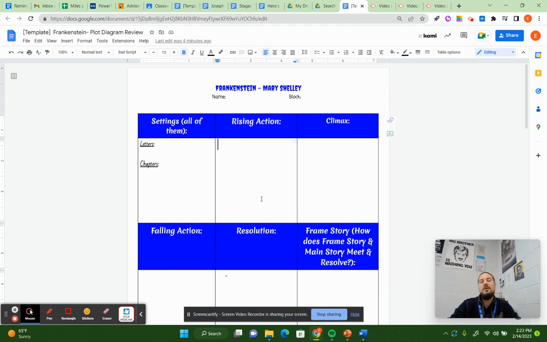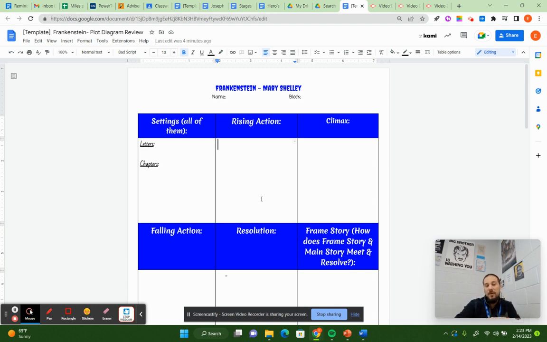Because Frankenstein can be a tricky novel to map out because it does have frame stories. So one thing that you can think about is just think about Victor's story. The main focus of the book is Victor's story from his childhood to when he meets Walton. So let's focus on that. With your rising action, you're going to map out what are the obstacles and events, the major important things that happen to Victor leading up to the climax, whatever you think the climax of the book is.